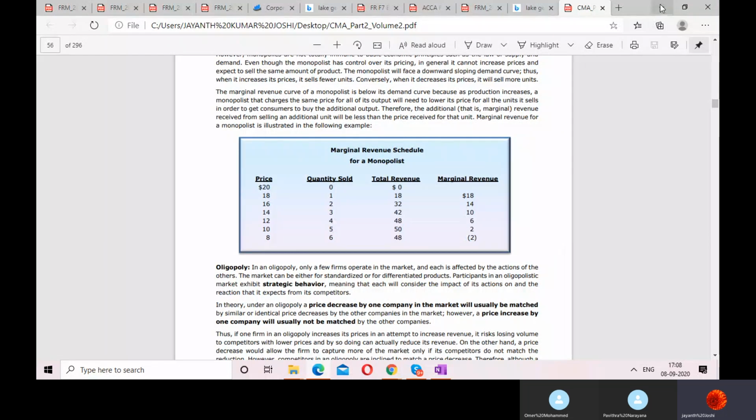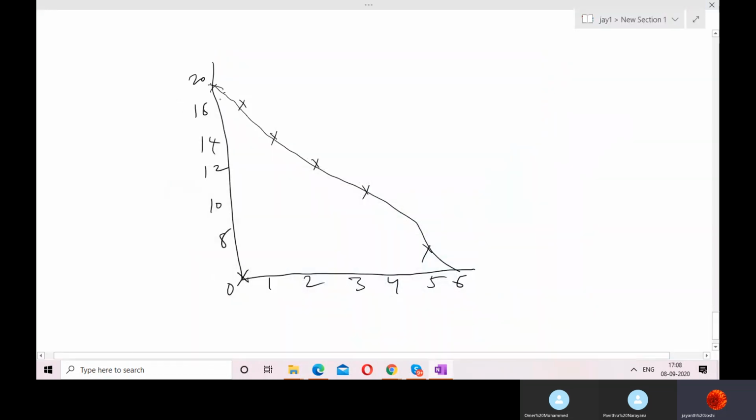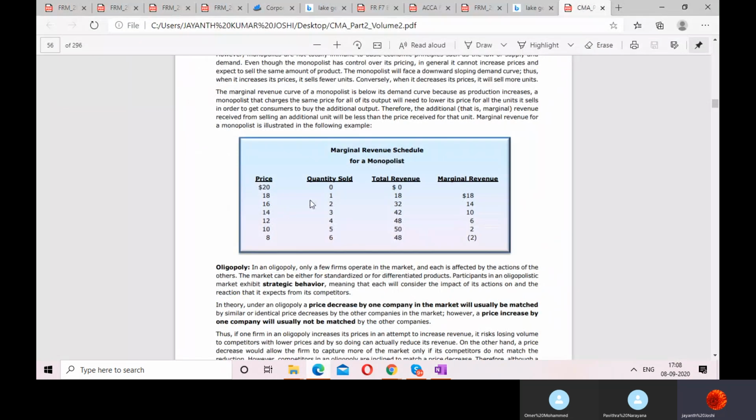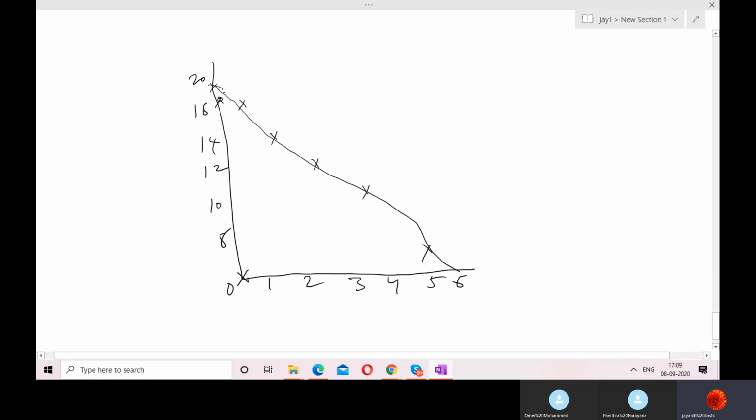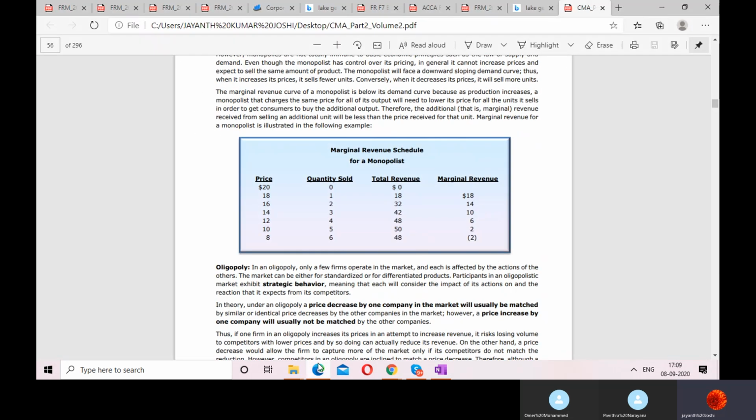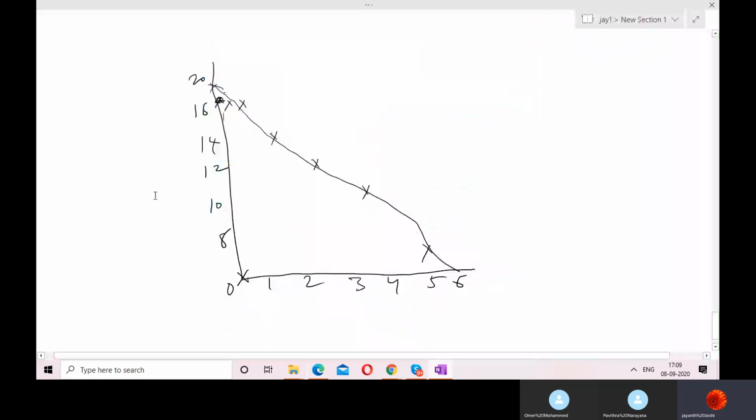So 18. So we can see here 18, 14, 10, 6, 2, minus 2. So 18 will be less than 20. If you frame like that, for example, if I see for 1 unit of demand, the revenue is 18. I'll draw here, like 18 will be here. Okay, for 1. And for 2 it will be 14.